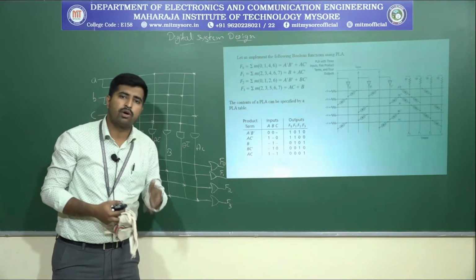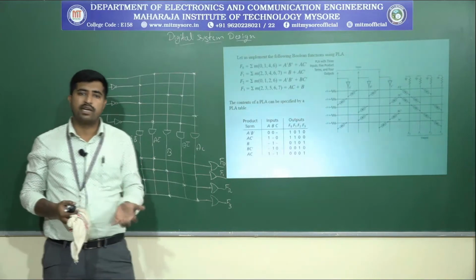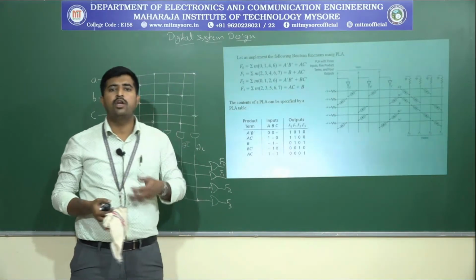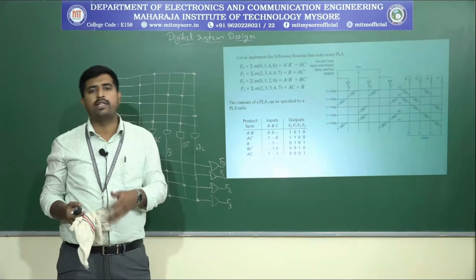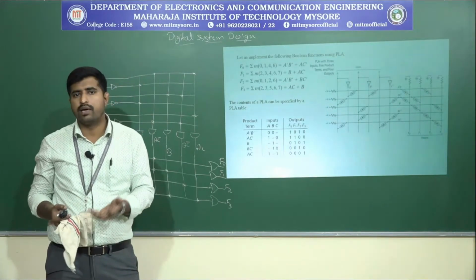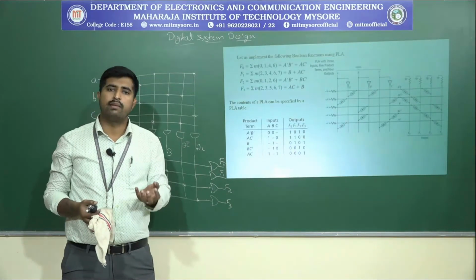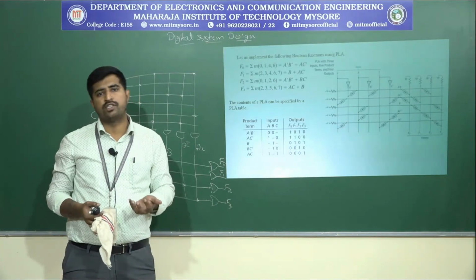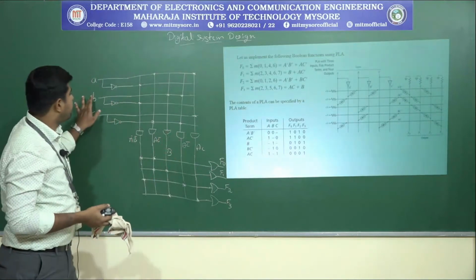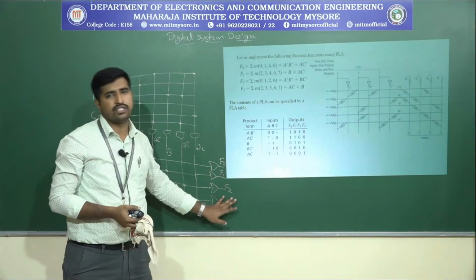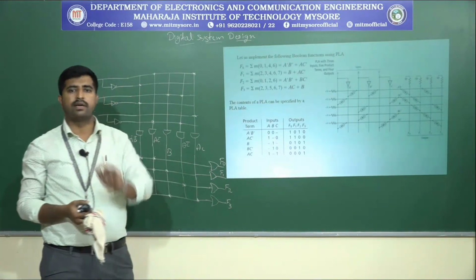So keep in mind, a programmable logic array is a fixed architecture having programmable AND gates followed by programmable OR gates. So AND gates and OR gates are both programmable. That means we are able to implement the SOP functions of n variables for m functions. So keep in mind that one.